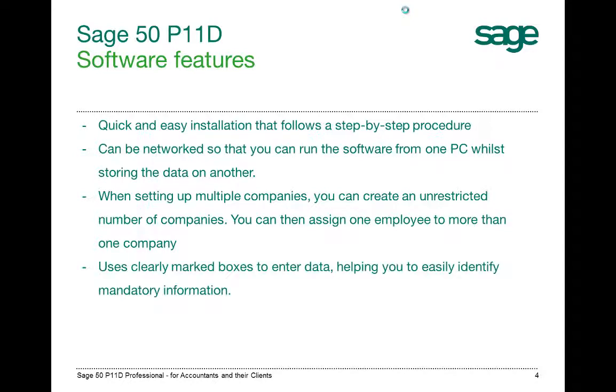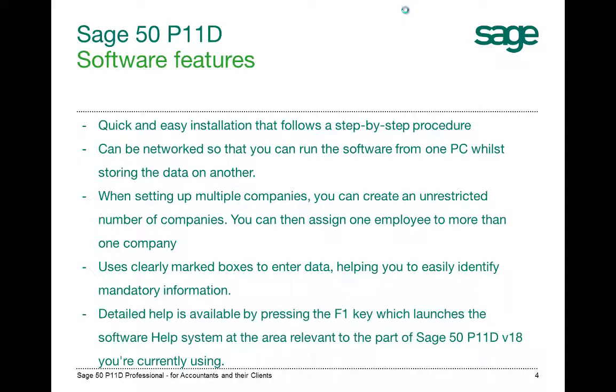It uses clearly marked boxes to enter the data, so we provide you with a nice pro forma for each benefit, which helps you to easily identify mandatory information, which is highlighted in blue within the software. And it offers a very detailed help system, which is all available by pressing the F1 key on your keyboard, and that launches the context-sensitive help system at the area relevant to the part of Sage 50 P11D version 18 that you're currently using.